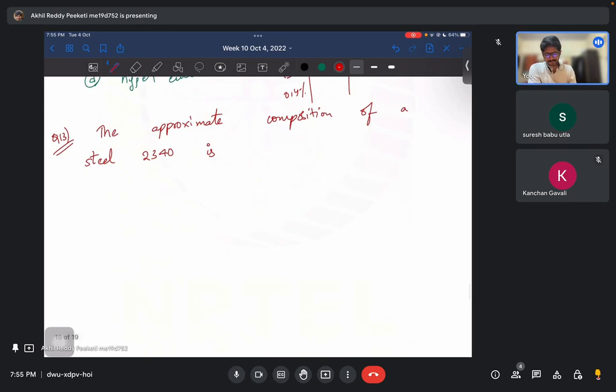Now the next question is the approximate composition of steel 2340. So 2 means nickel and 3 means basically 3% nickel. The second digit always tells you approximately the percentage of the major alloy, and the third and fourth digits will tell you the approximate carbon percentage. So this 40 means actually 0.4%.